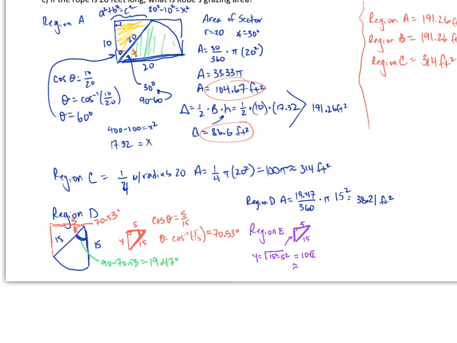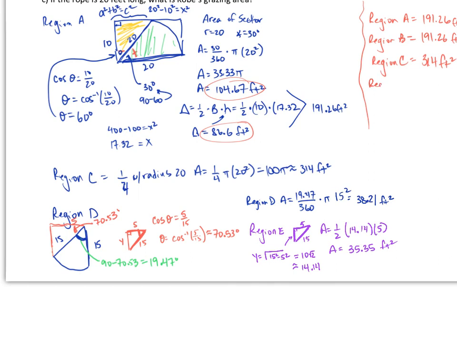So that's approximately 14.14. So the area will be 1/2 that base length, which we just said is 14.14, times its height, which is 5. So the area here comes out to be 35.35 square feet. All right, let's write these in to what we have above.